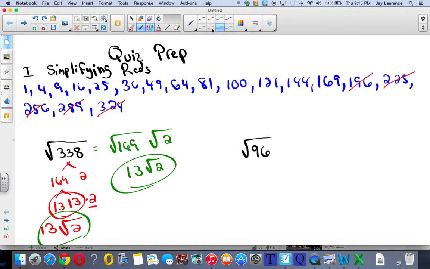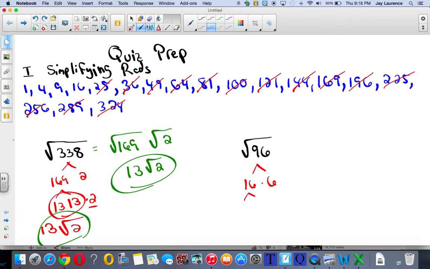All right, 96. I don't need to worry about any of these numbers here because they're all more than 96. So I'm going to start at 81. Is 81 a factor of 96? No way. 64? 49? Ooh, I'm not sure. I'll check. Let's do 96 divided by 49. Nope, doesn't go in evenly. 36. Let's divide by 36. 96 divided by 36. Nope, doesn't go in evenly. 25. No, 25 is not going in evenly. 16. Maybe. Oh, it goes in 6 times. So I've got 16 times 6.